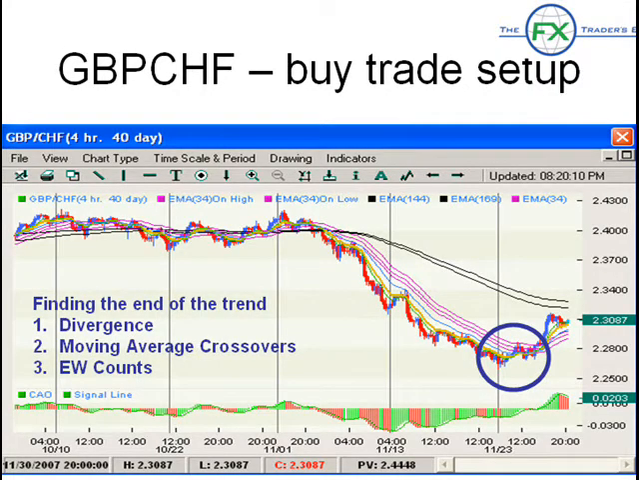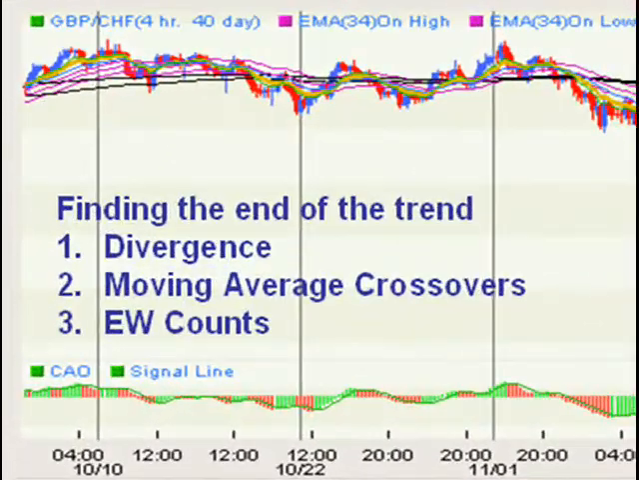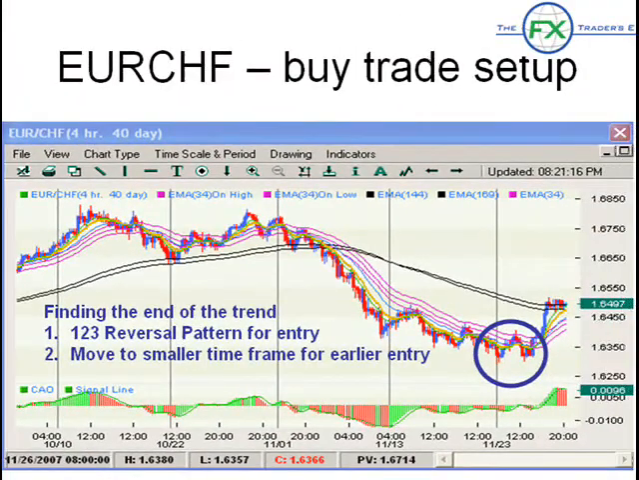So, how do we find the end of a trend? We look for clues such as divergences, moving average crossovers, and of course Elliott Wave counts. And once we determine that we are close to the end of a trend, we keep a close watch out for it. You don't necessarily want to pick a bottom in case the trend continues, but you need to see your first sign of a reversal. Let's look at the euro Swiss, another example.